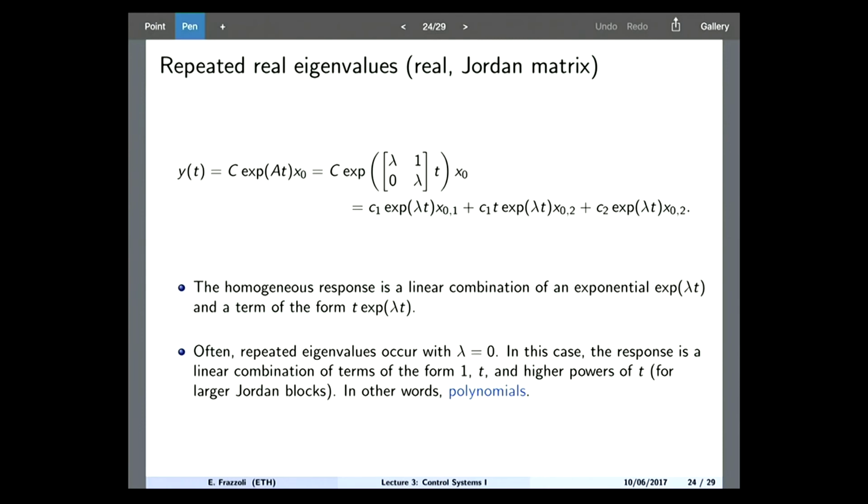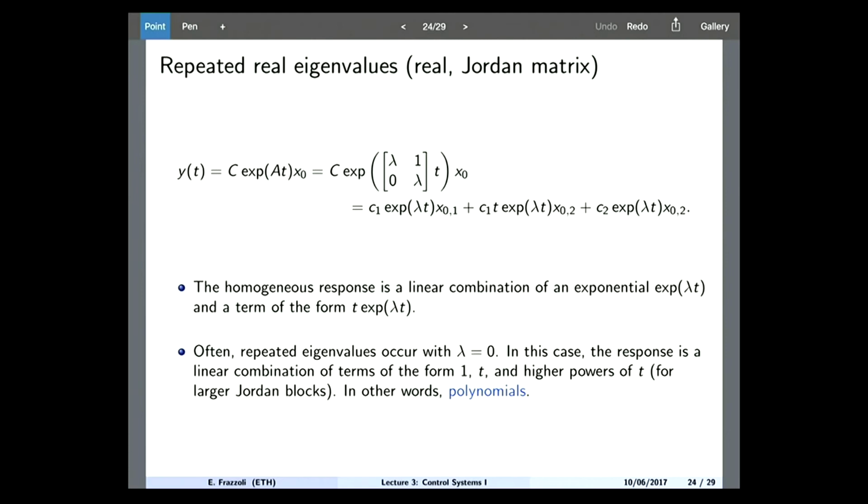Anyway, what you need to know is that in some cases, it is not possible to diagonalize the matrix. And the best you can do is reduce it to this Jordan form. Jordan form means that you have a bunch of repeated eigenvalues on the diagonal, and then you have these ones above the diagonal, okay?